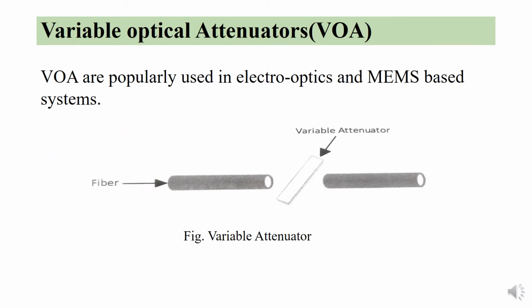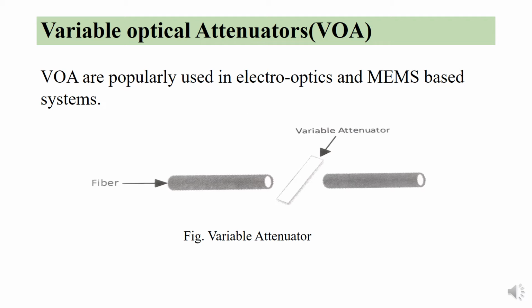Variable optical attenuators. These are devices or optical components that attenuate optical signal power to a desired level. This may be required for controlling optical power levels prior to the optical amplifiers or receivers for channel equalization, and these are popularly used in electro-optical and MEMS based systems.